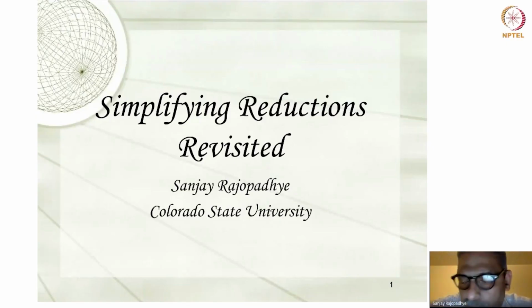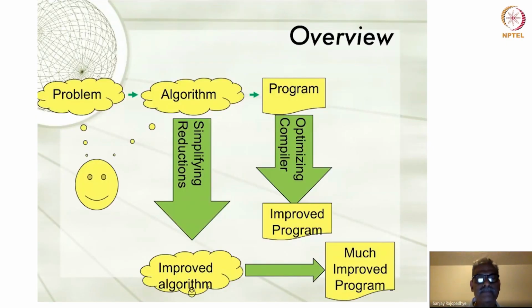So here is what simplifying reductions does. Normally, when you are working on a compiler, the human has a problem to solve. They come up with an algorithm to solve the problem. Then they write a program, and an optimizing compiler improves the program. And by that, the compiler can give you at best a constant factor improvement; the asymptotic complexity of your program remains the same.